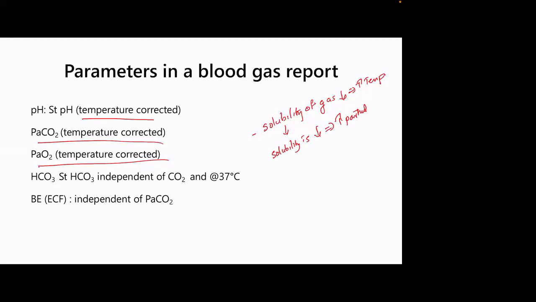So we have to take consideration of the carbon dioxide. Okay. So with increase in temperature, there will be decrease in solubility of the carbon dioxide. There will be increase in carbon dioxide.